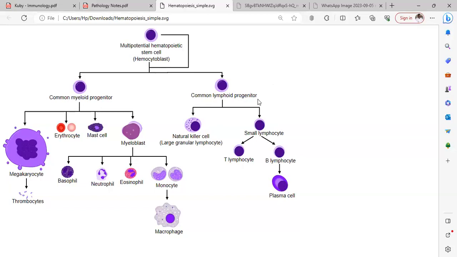So the lymphoid progenitor will have the natural killer cell, the T lymphocytes, and B lymphocytes, which will lead to plasma cells. And then the myeloid, the one that has erythrocytes, mast cells, and myeloblasts. And this myeloblast is the one that has now neutrophil, eosinophil, basophil, and then the monocyte that has macrophage. And also we appreciate the megakaryocyte, which is thrombocyte. So I'll give you like 1 minute to internalize this image.